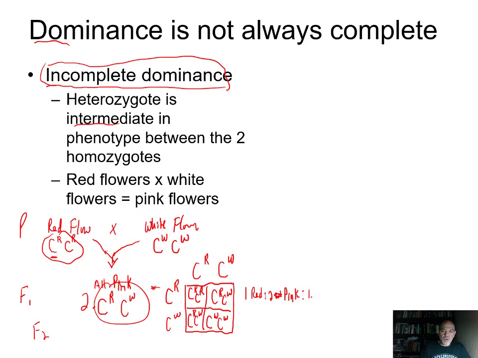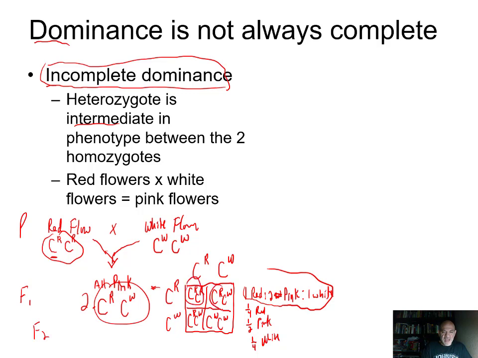To 1 white. We could use fractions for this. We could say 1/4 red, or 25% red. 2/4, which we can reduce to 1/2 pink, which is also 50%, or 0.5. And then we would expect the last box there is 1/4, or 25% white. Okay. So the expected phenotypic ratio would actually match their genotype ratios.